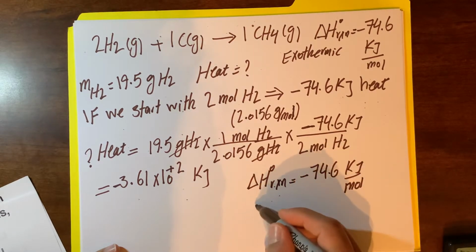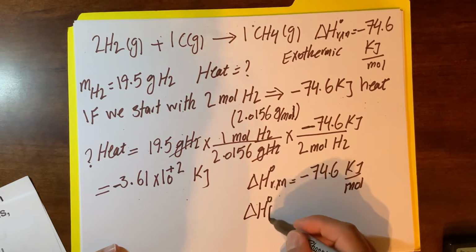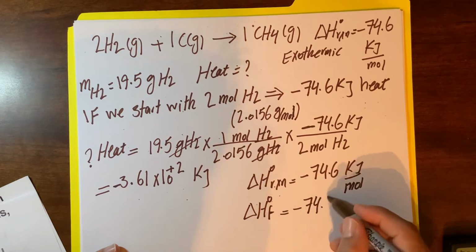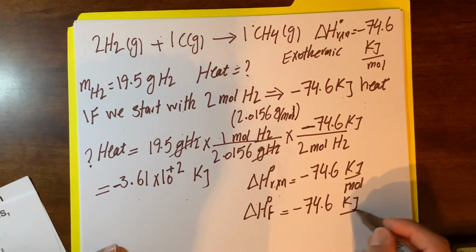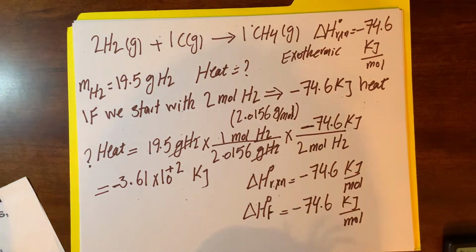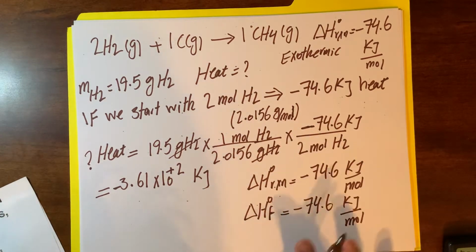I could write this one as delta H under standard condition, but delta H of formation is equal to minus 74.6 kilojoule over mole, because the question gave me this one. Okay, so now we practice one question about using the delta H of formation, and I'm going to show you how to use them to predict delta H of one reaction.